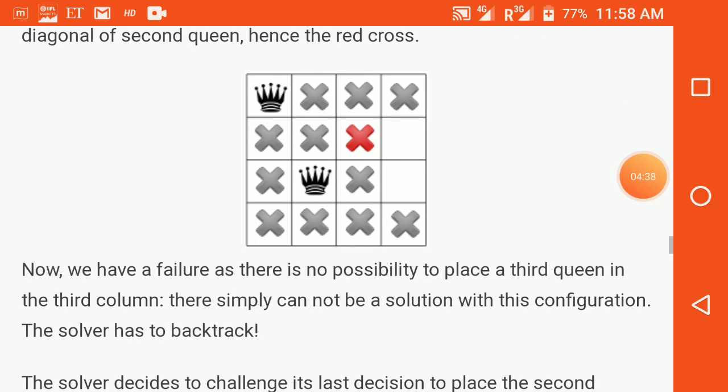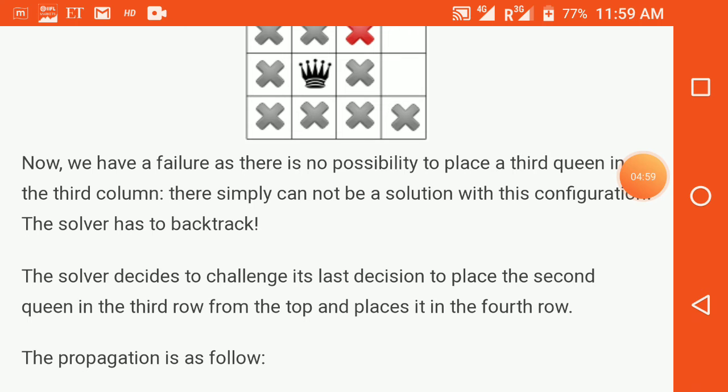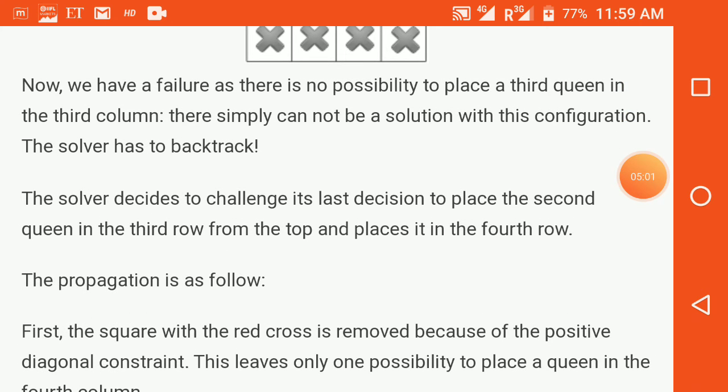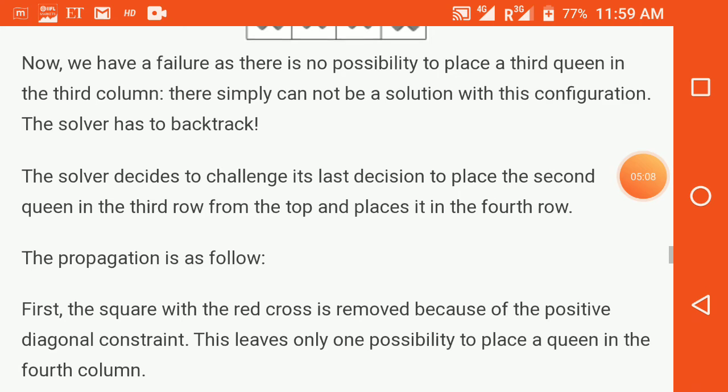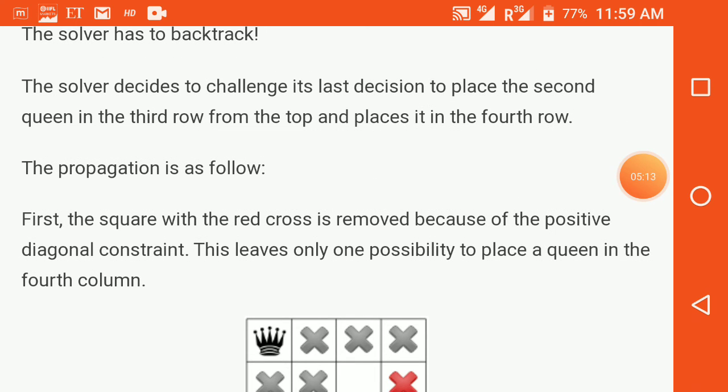Now we have a failure, as there is no possibility to place the third queen in the third column. So there simply cannot be a solution of this configuration, and the solver has to backtrack, that is, go back to the previous step. The solver decides to change its last decision: instead of placing the second queen in the third row from the top, it places it in the fourth row.